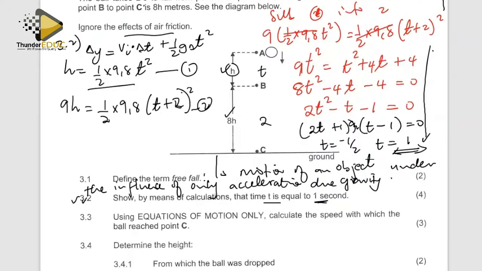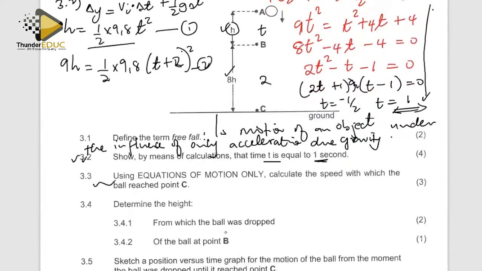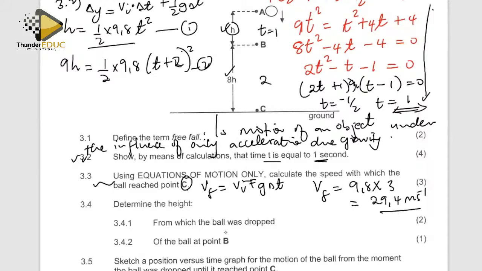Then 3.3. They want us to use just the equations of motion only to calculate the speed with which the ball reached point C. So with this one, there's just a short and quicker way. Let's use the first equation of motion. V final is equal to V initial plus g delta t, since it's free fall, okay? Our initial is 0, meaning that V final is going to be 9.8 multiplied by the total time, because t is 1. So it's 1 plus 2, which is 3. And then this becomes 29.4 meters per second. That's what we do. This is the shortest, okay?